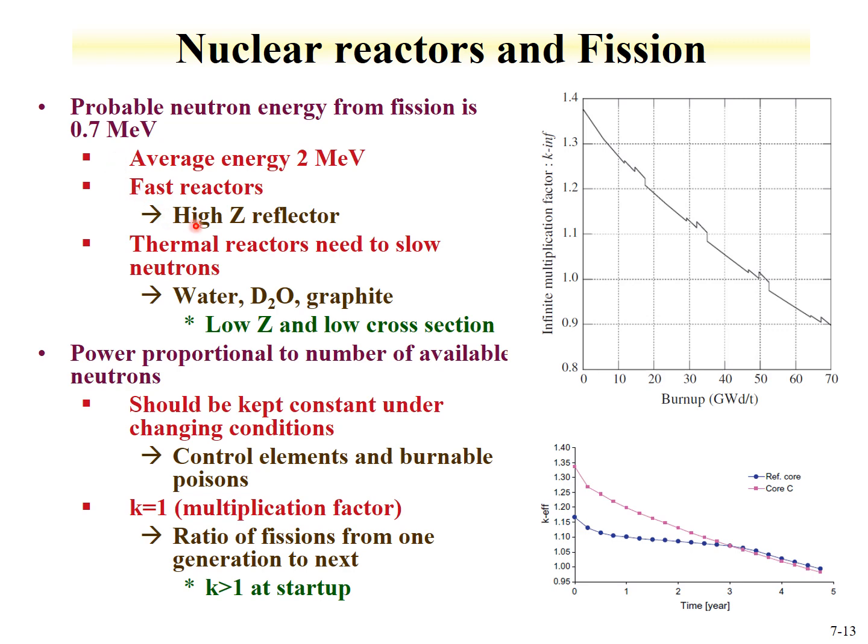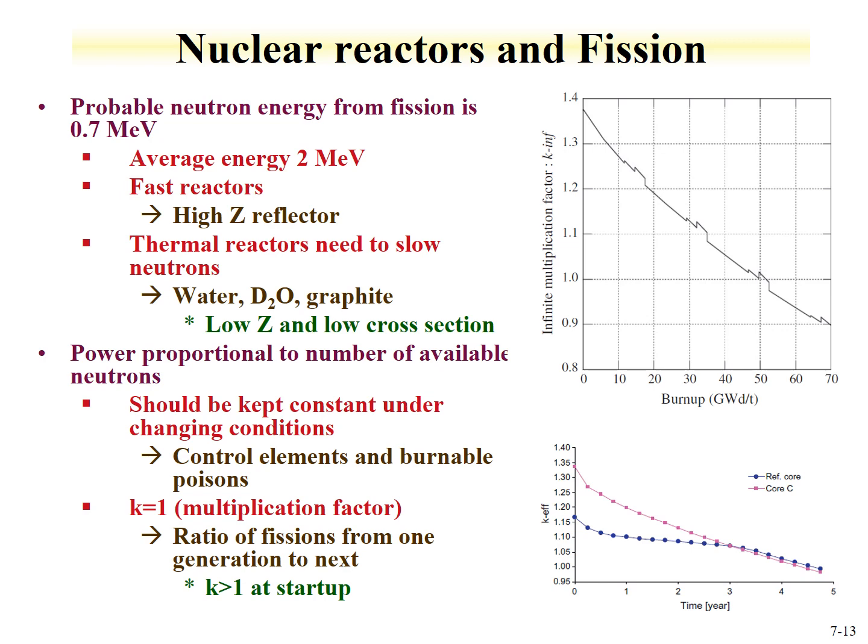That would mean a high Z reflector and a coolant which is not low Z. So they often use sodium as a coolant, or even lead and bismuth. Thermal reactors need to slow down the neutrons, so they'll use water, for example, as a coolant. Anything with a lot of protons, a lot of hydrogen, graphite, carbon, can be used to slow down neutrons.